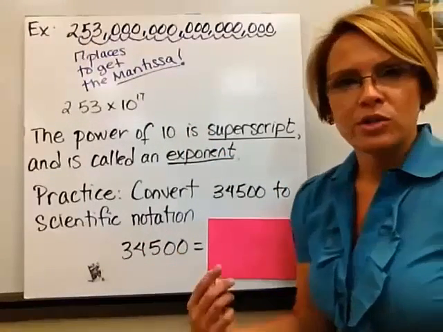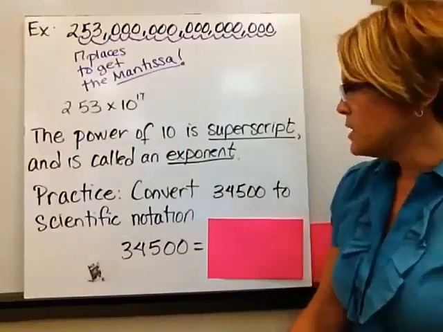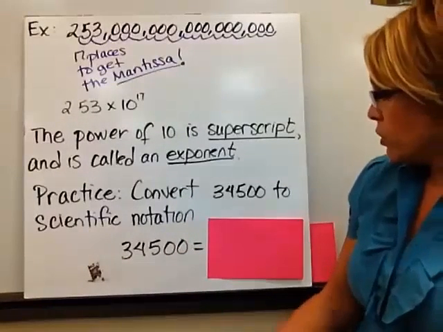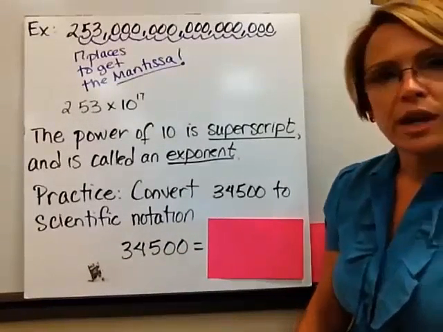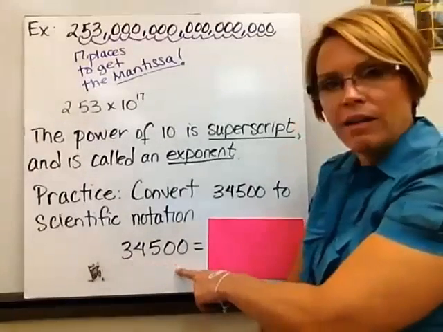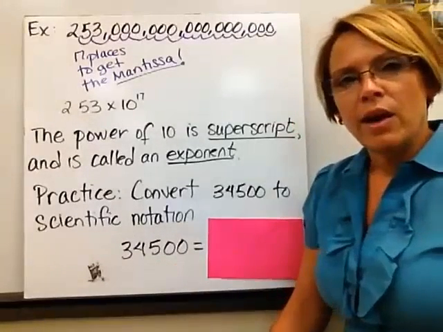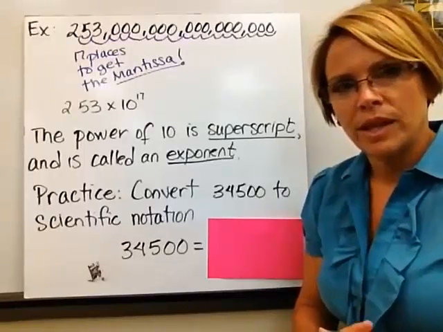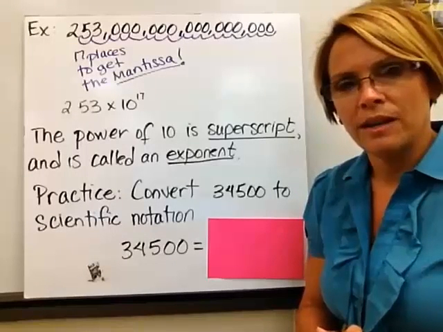You may want to just write this down in your notebook as practice. So the question is convert 34,500 to scientific notation. So if you write out that number longhand there, think about what would you have to do to write it in scientific notation. Okay, take a couple seconds to think about that and then write down the answer.